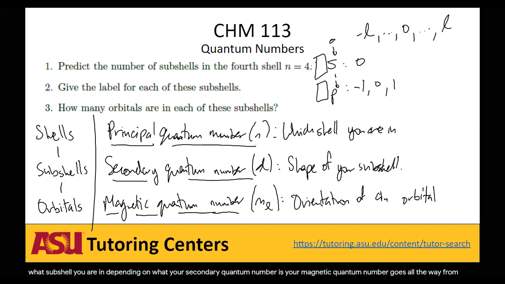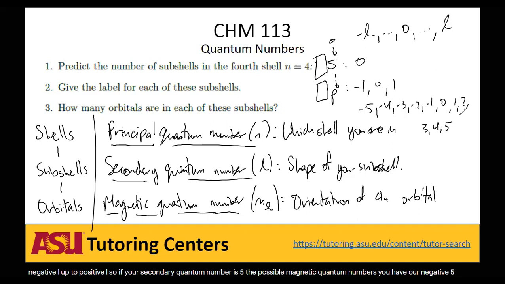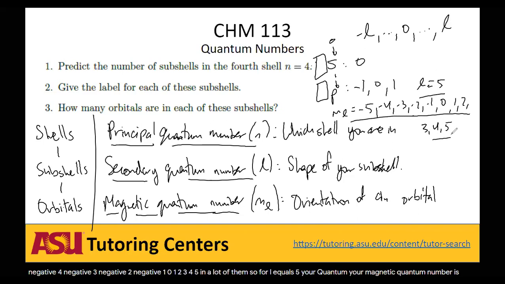So if your secondary quantum number is 5, the possible magnetic quantum numbers you have are -5, -4, -3, -2, -1, 0, 1, 2, 3, 4, 5. You have a lot of them. So for L equals 5, your magnetic quantum numbers equal all of these. And again, each of those magnetic quantum numbers represents a different orientation of your subshell.